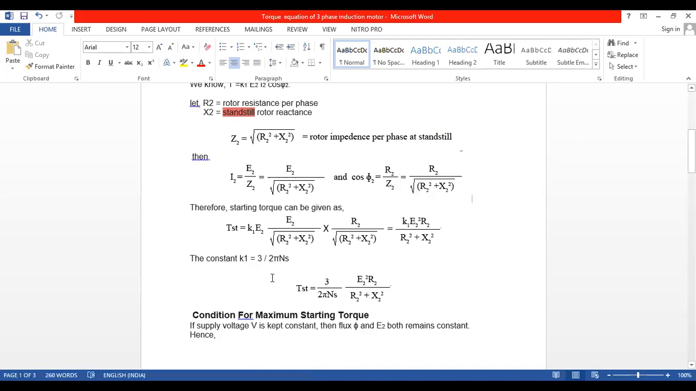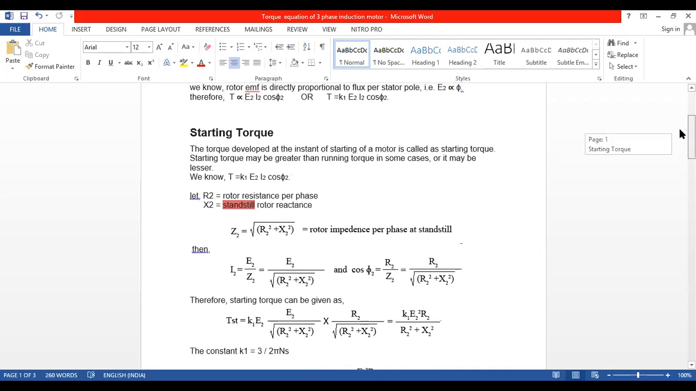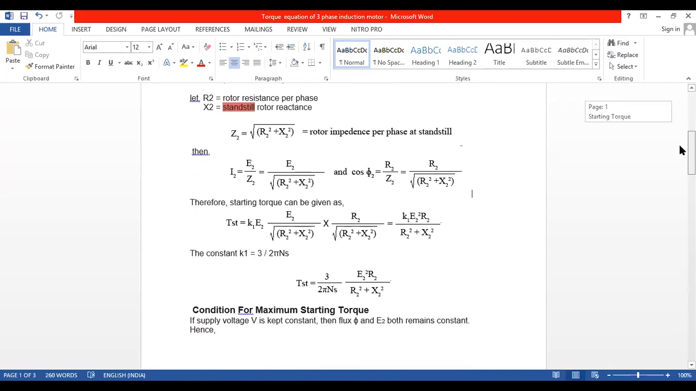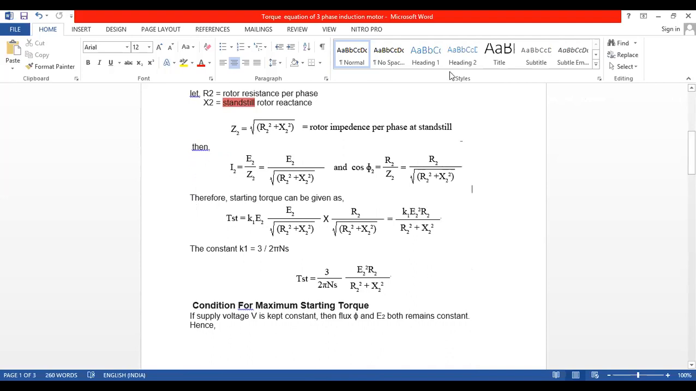If you want, you can write the mechanical constant value 3 pi 2 pi minus, or else you can live up to this particular derivation. So torque is equal to K into E2 square R2 by R2 square plus X2 square. This derivation is quite important from the external examination point of view. Right. Let me share the next one as we are taking the topics here.